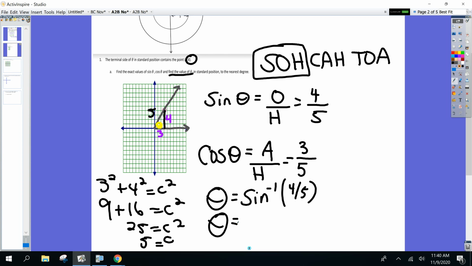Especially you guys that are using the Chromebooks. I don't know why, but every time you shut down the Chromebook, it automatically goes back to radian. So if you're using the Chromebook, and what are you getting for angle theta? 53 degrees. That works because it's in quadrant 1. So now get in the habit of making a right triangle to find sine and cosine.